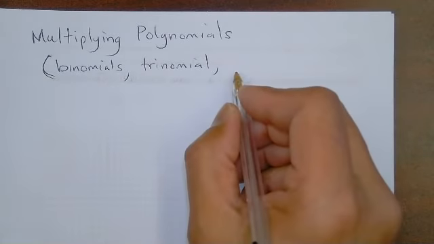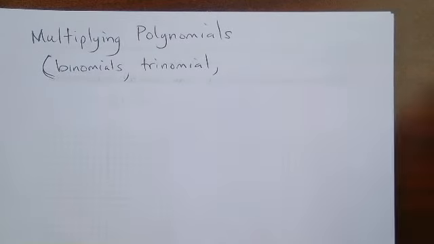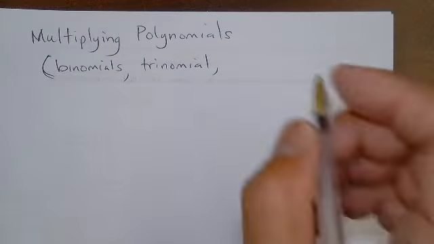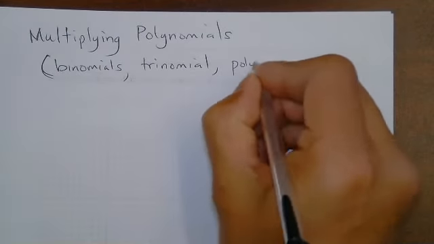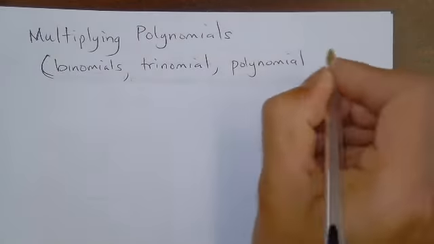And what is the one that has four called? Quatronomial? No. Okay. Well, anything after four, they're not all going to have a name. They're just considered a polynomial, with any number of terms, yes?